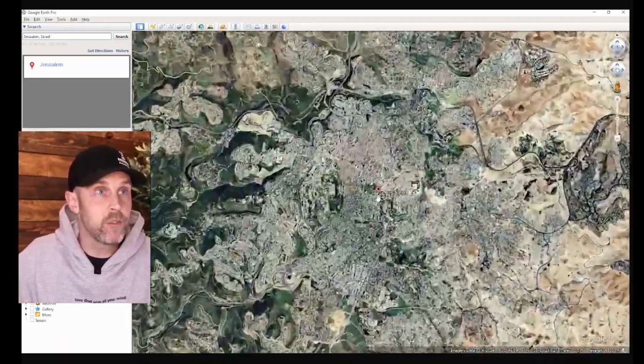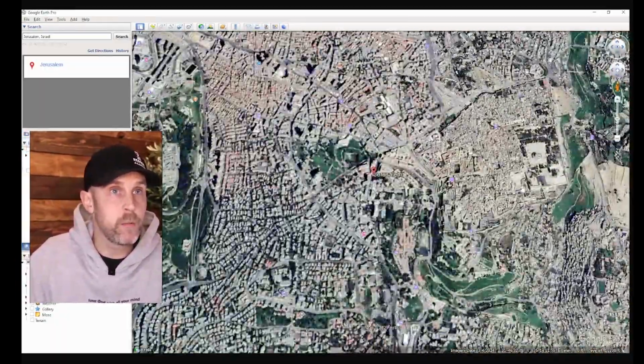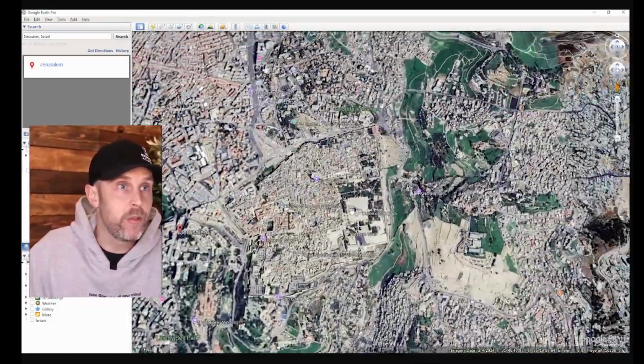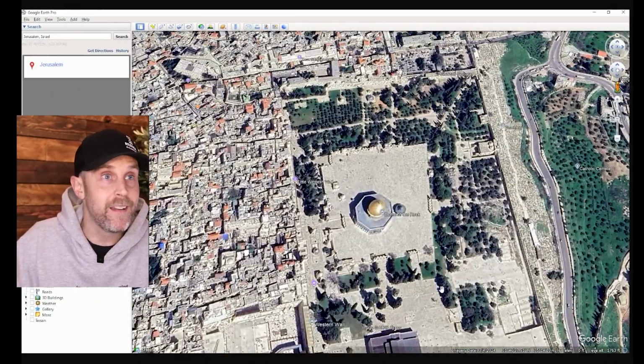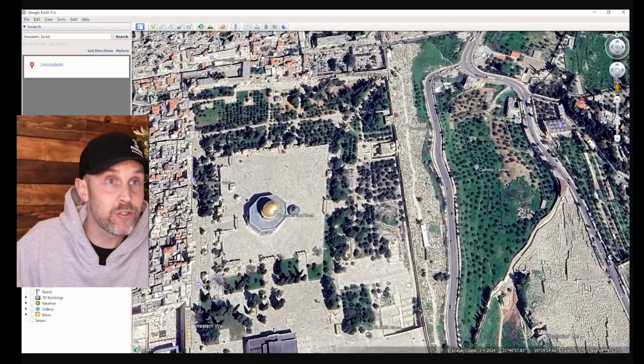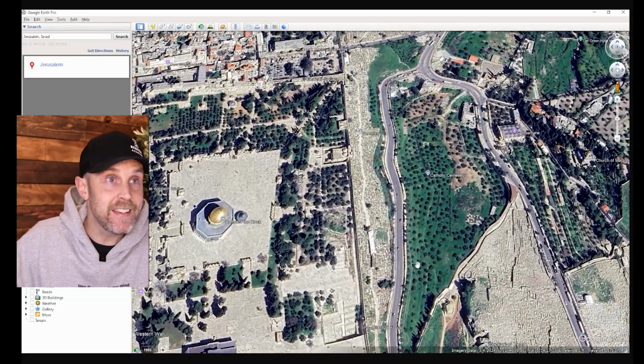Okay, there's Jerusalem. Zooming in. See if we can find the Temple Mount. Boom. It's so easy to find. So there's the Temple Mount right there. So much to say about this place if you don't know. But right across the street, right here, is the Mount of Olives. It's like a little valley. So on the one side, you have the Temple Mount, and then it goes down, and then it comes back up, and the Mount of Olives is up here.